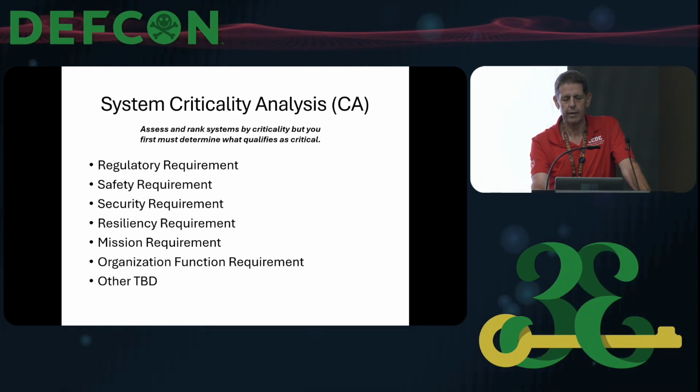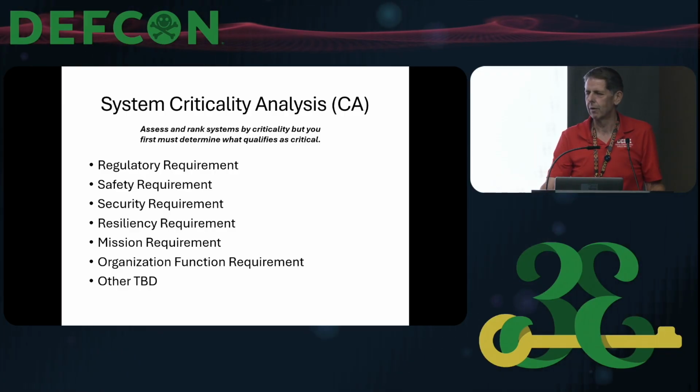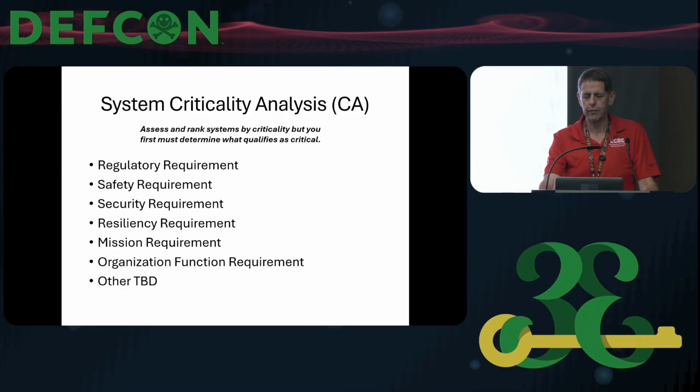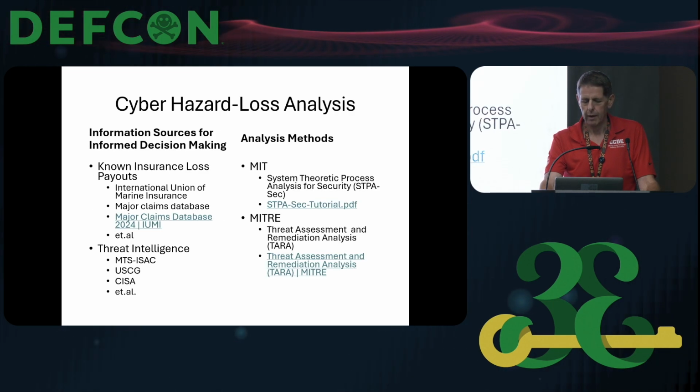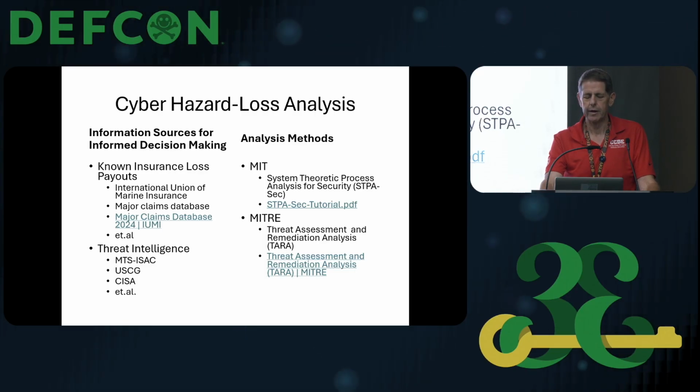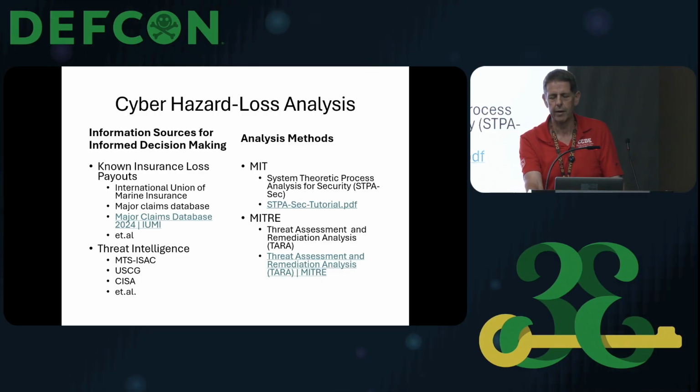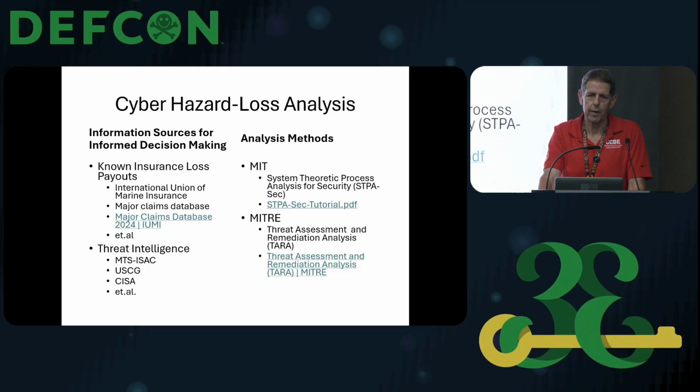And then criticality analysis, how do you define what's critical, right? Could be regulatory, safety, security, resiliency. You have to define your own parameters. And then for cyber hazard loss analysis, here's the detail behind that. In addition to MIT's system theoretic process analysis, MITRE has TARA, threat assessment and remediation analysis, which is another method I would recommend.